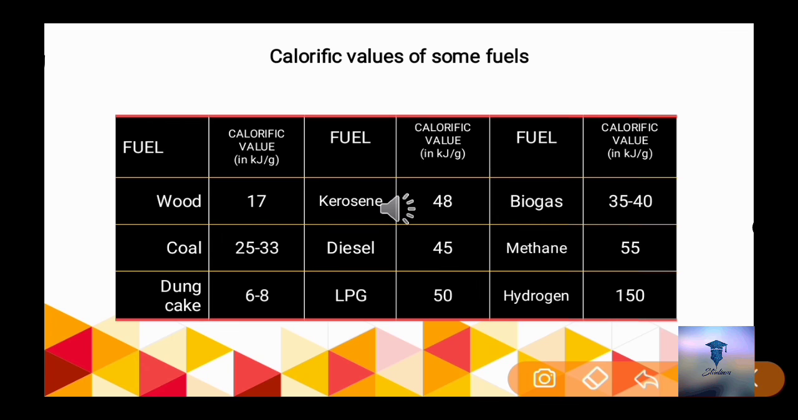The calorific value of wood in kilojoules per gram is 17. The calorific value of kerosene is 48, biogas 35 to 40, coal 25 to 33, diesel 45, methane 55, dung cake, that is gobar, 6 to 8, LPG, that is liquefied petroleum gas, 50, hydrogen is 150. And the highest calorific value of any fuel is hydrogen. Hydrogen has the highest calorific value, and the least calorific value is dung cake, that is gobar, 6 to 8 kilojoules per gram.